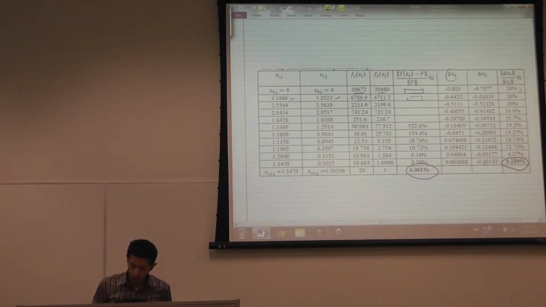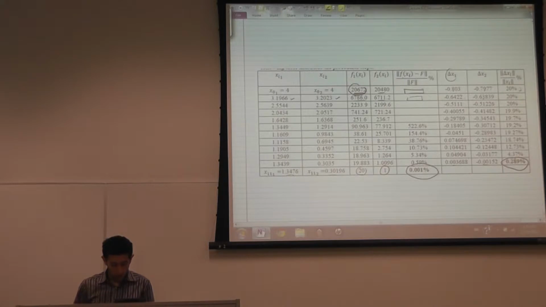And so you can see here that I want this number to be 20. I started at 20672 because my initial guess was far off, and it moved all the way down to 19.883. In fact, I put enough digits that the computer displayed 20. And same with here, it went all the way down to 1.0096, but I put enough digits so that the computer actually showed me 1. And it took 11 iterations to achieve this accuracy.